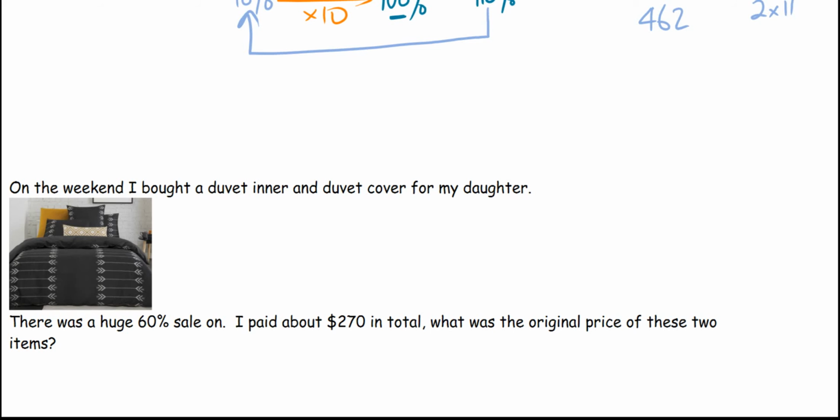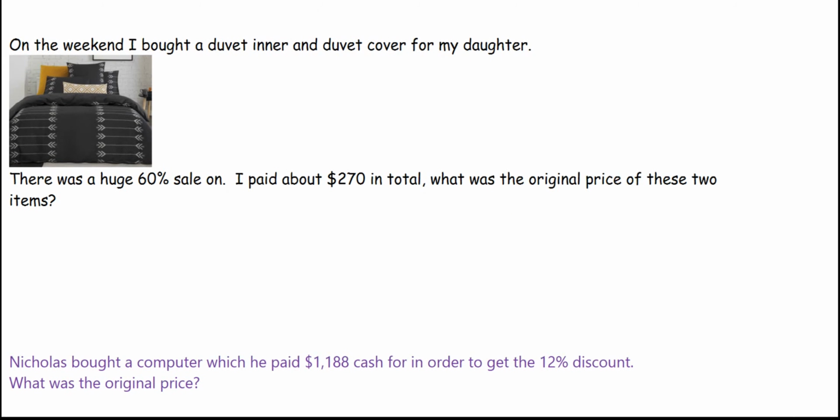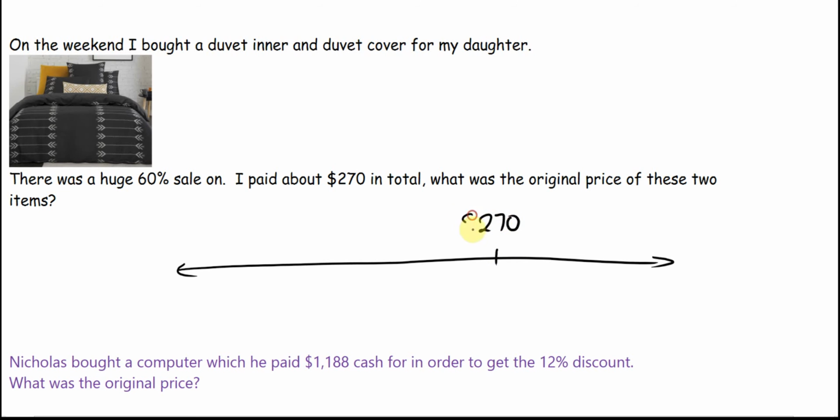How'd you go with that one? Let's have a look at a number line. So we've got, I paid $270 in total. So I'm just going to put it somewhere on the line here. So $270 is what I paid. I need to work out what the original price was.